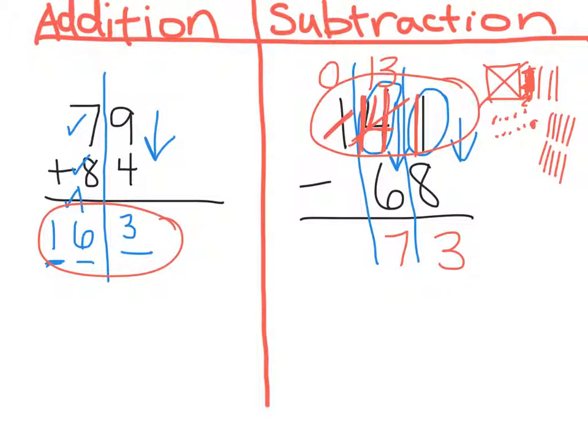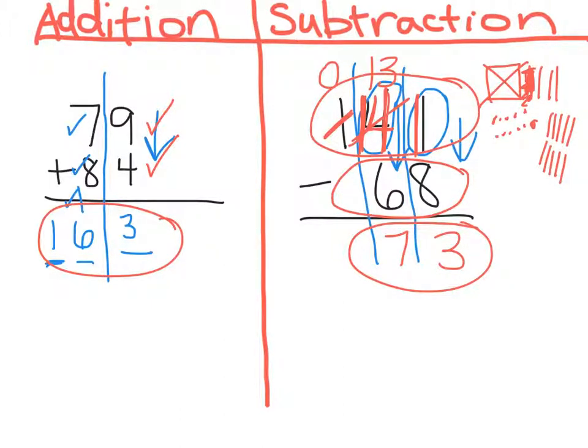I also have 2 add-ins in both of these problems. In my addition problem, my add-ins are what I add together on top. In my subtraction problem, my add-ins are the number that I subtract and the number that I'm left with. So tell me how these problems are a little bit different.